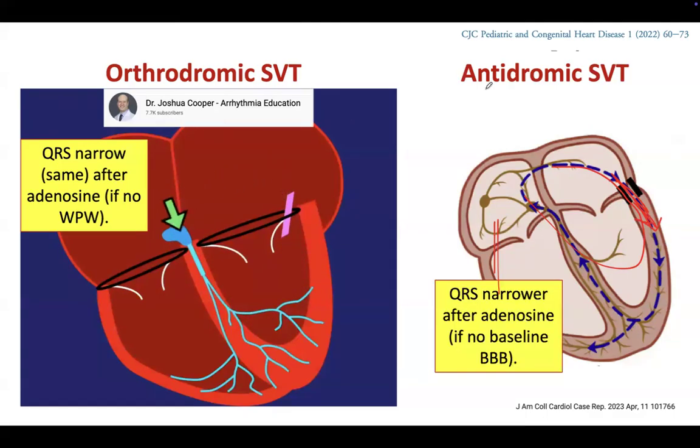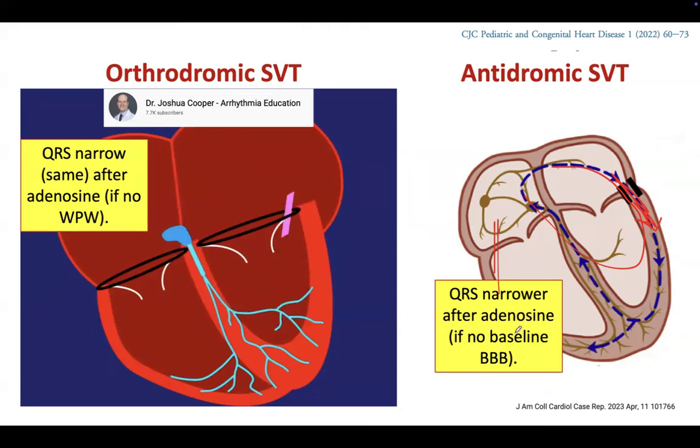What makes it go antidromic, if it's not just a bundle branch block? Sometimes it blocks the AV node and goes down the accessory pathway and then goes up the AV node. It just rotates the other way around. It happens, just not very common.